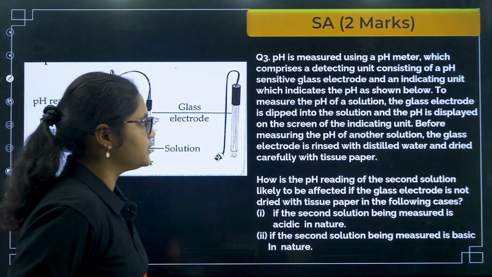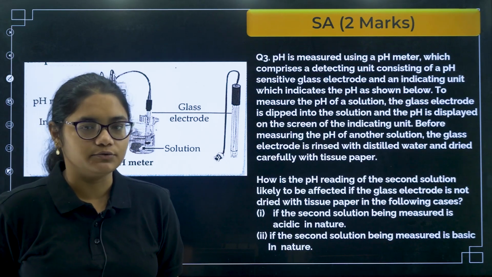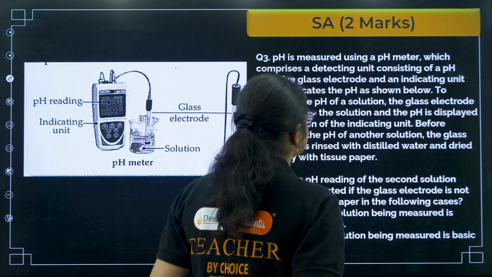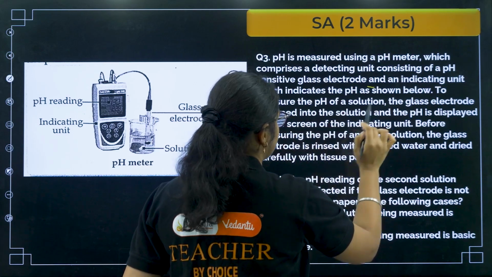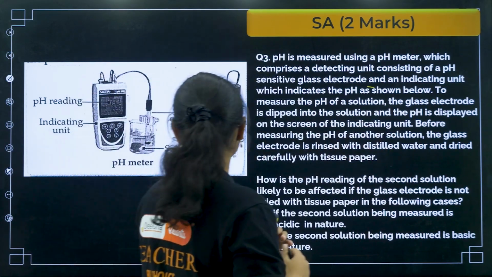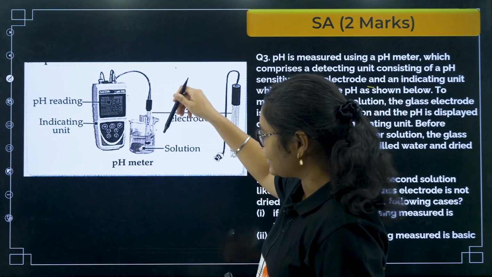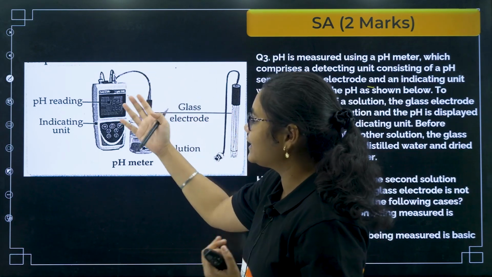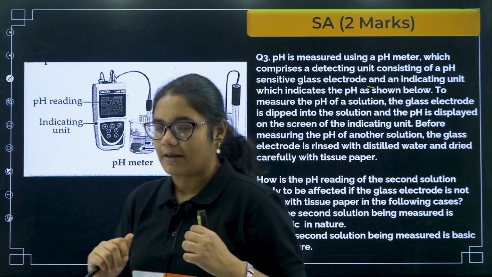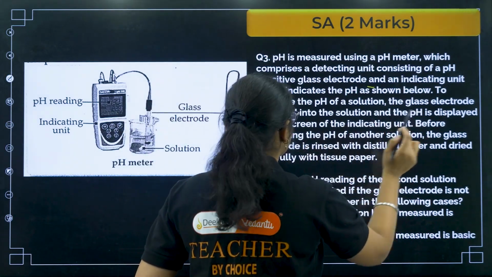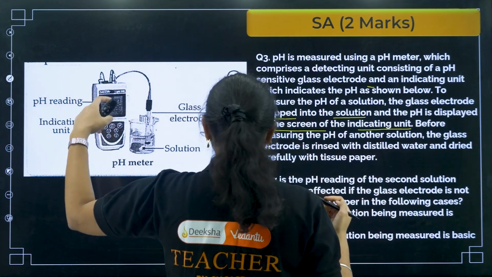Next, question number 3. The pH is measured using a pH meter. You might have used this, or I don't know, but a pH meter is a device to calculate the pH of the solution. It comprises a detecting unit consisting of a pH sensitive glass electrode and an indicating unit which indicates the pH as shown below. Here you can see this rod, you just need to dip the rod in the solution, and then this box, or I can say this indicator, gives you the direct value of pH. To measure the pH of a solution, the glass electrode is dipped into the solution and the pH is displayed on the screen of the indicating unit. Once you dip it, the pH value will be shown on this particular screen.